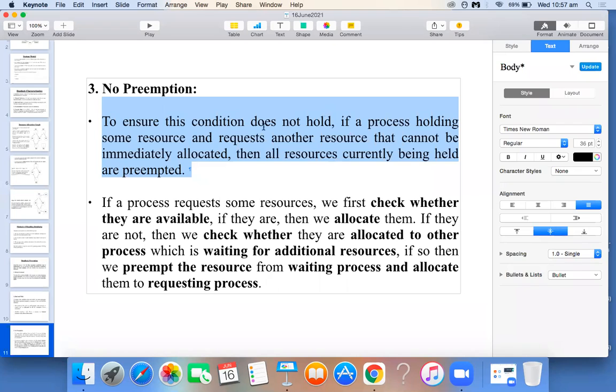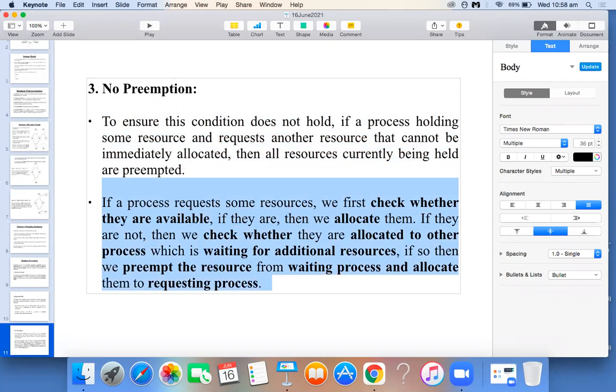So what is the first solution for avoiding no preemption? When any process is requesting a resource, and that resource is not allotted, then all the resources it was holding earlier will be released, or preempted. That's what the first condition says. That's how you are avoiding no preemption. The second solution is what? That is the second point.